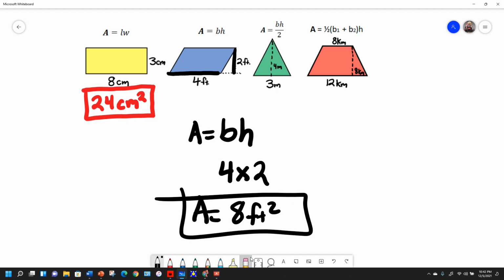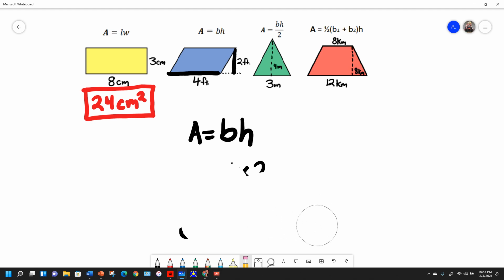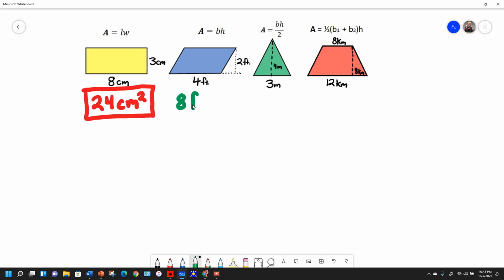Remember, areas are always squared because we're calculating how many square feet in this instance will fit inside the shape. So we'll use a different color because we can. So this is going to be 8 feet squared. Boom. That's that area. And now we go to the triangle.